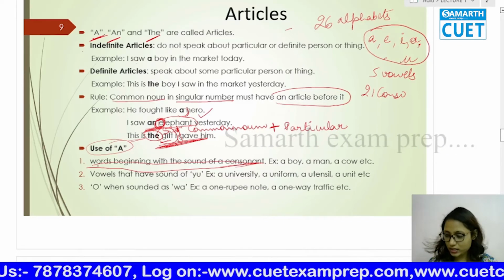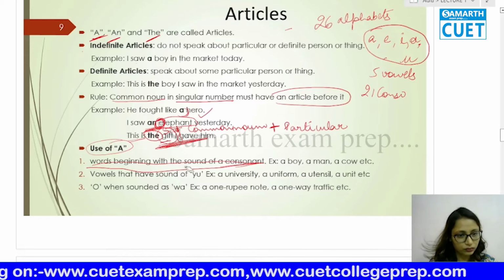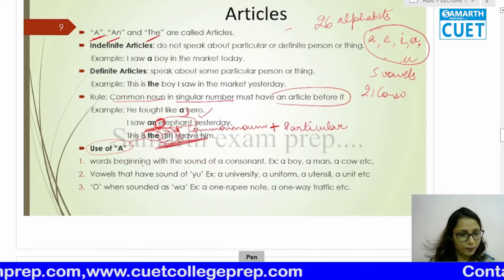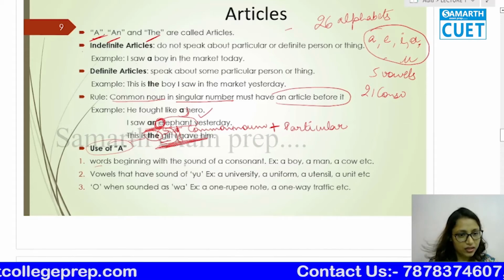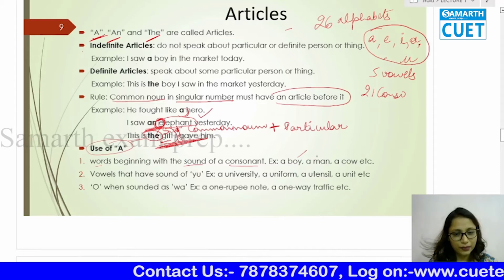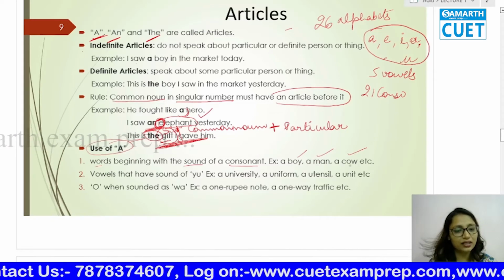So what we are saying here, words beginning with the sound of a consonant, like boy, man, cow. So we are going to use a boy, a man, a cow.